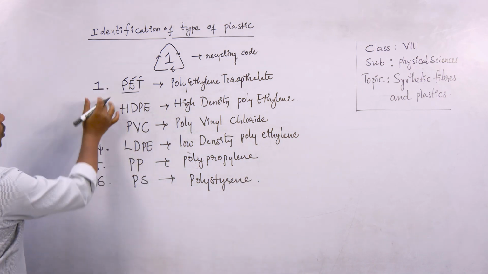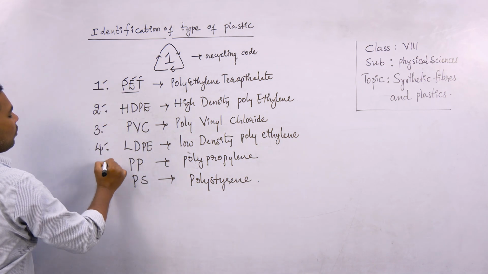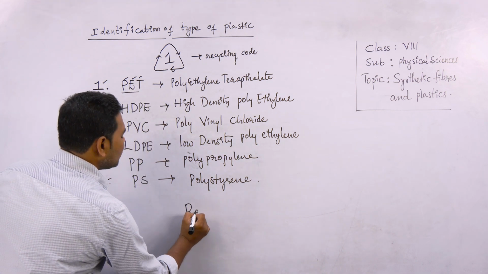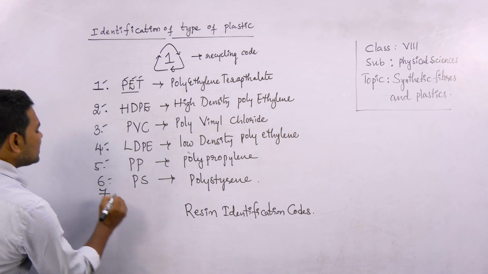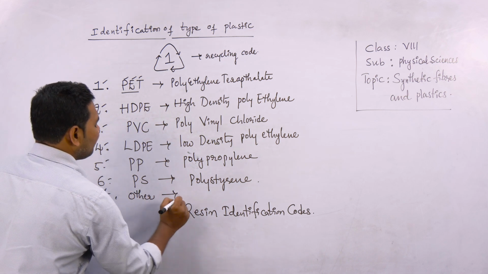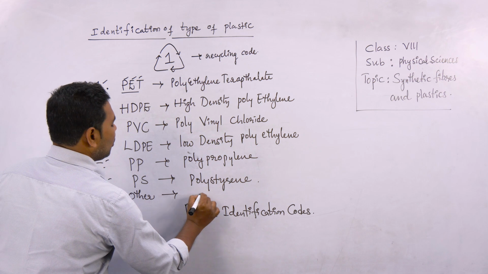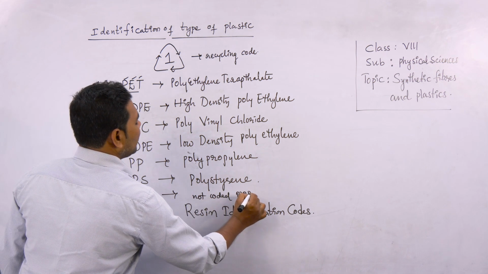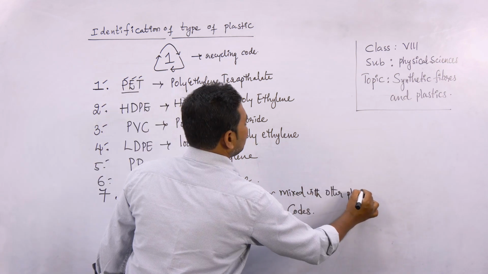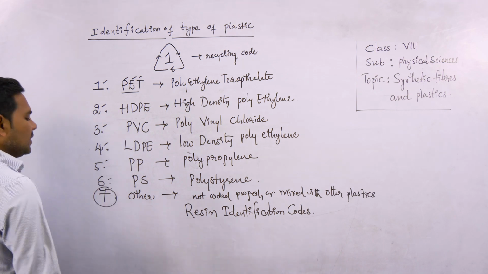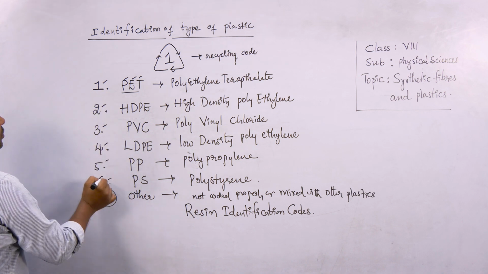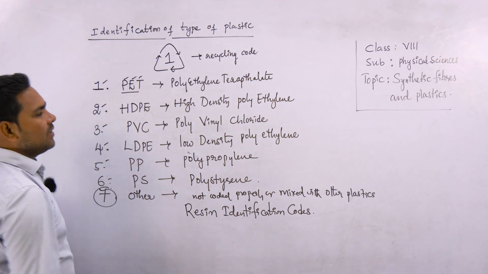These are the different codes. Number 1, 2, 3, 4, 5, 6. What are these codes called? These codes are called resin identification codes. If the number is 7, this number 7 represents all other types of plastic. If it is not coded properly or mixed with other plastics, then sometimes we see code number 7. This represents unspecified plastic, whereas code numbers 1 to 6 are particular types of plastics.